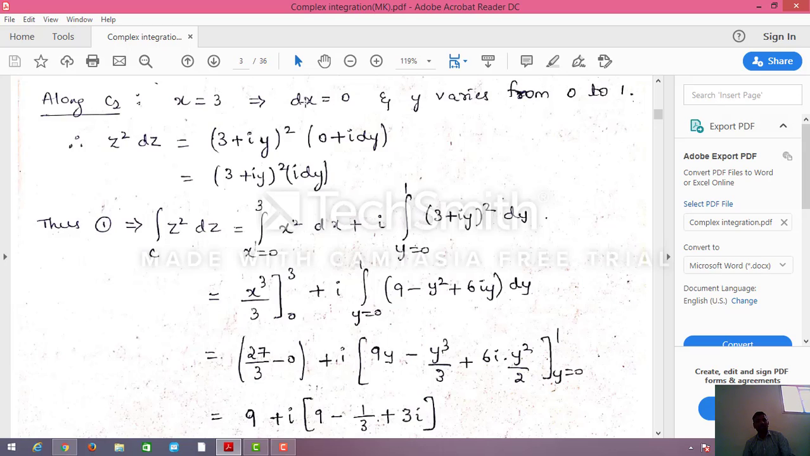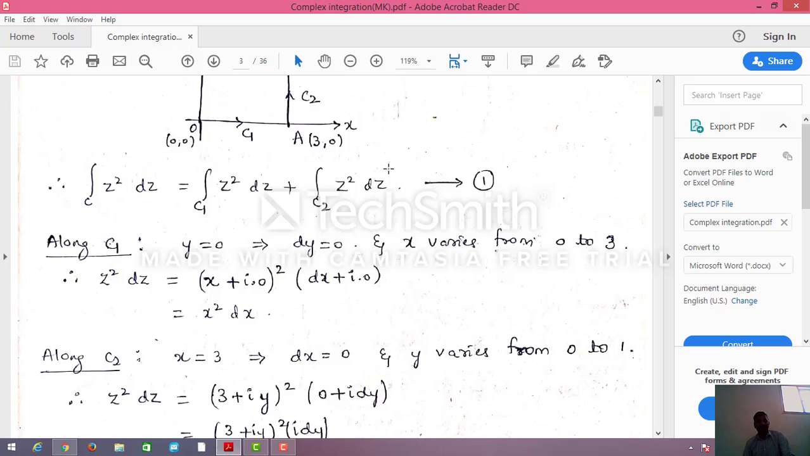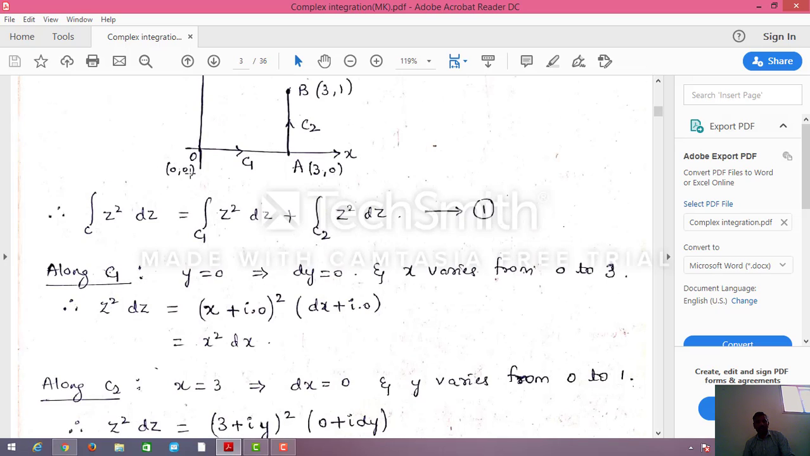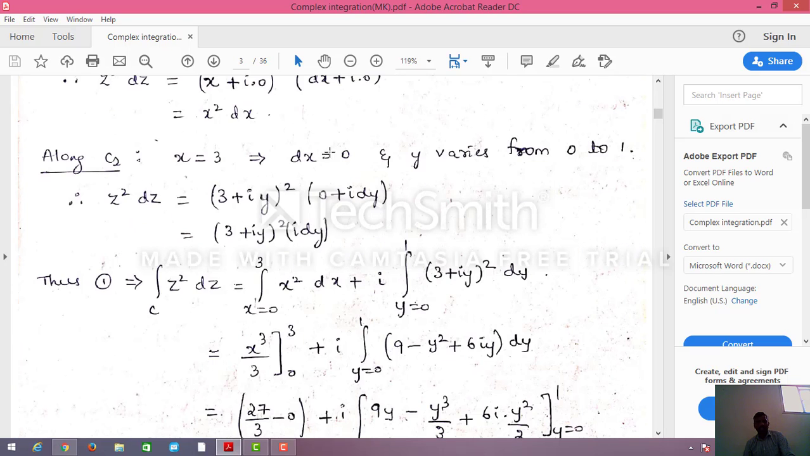Because the dx values all become 0, only the y terms will remain. So y limits, where is that? y equals 0 to 1. Already I told that. See here, y limits from what is that? Here the y limit should be 0, and here the y limit should be 1. So that's why, along C2, I am taking y limits 0 to 1.